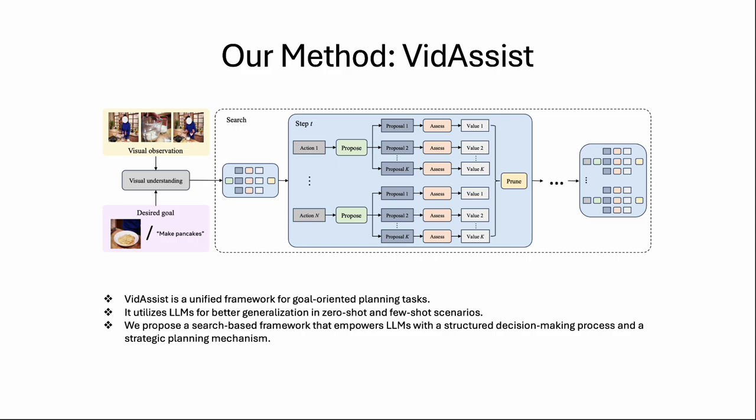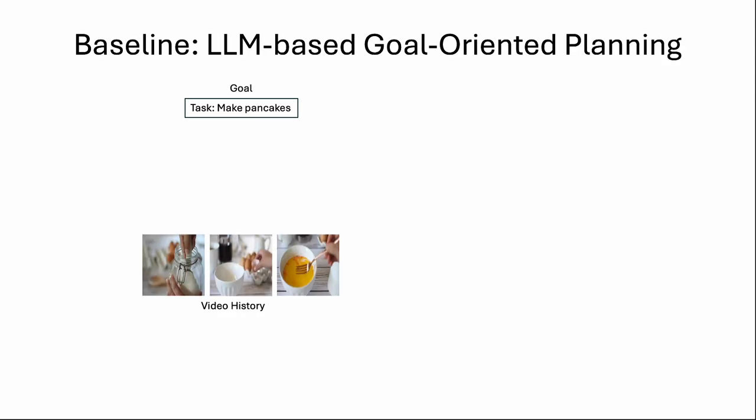In this paper, we propose VidAssist, an integrated framework for goal-oriented planning in instructional videos. Our framework utilizes LLMs for better generalization in zero-shot and few-shot scenarios, since LLMs are pre-trained with internet-scale data and possess extensive knowledge about a variety of procedural tasks. Finally, we propose a search-based framework that empowers LLM with a structured decision-making process and a deliberate planning mechanism to find the optimal action plan.